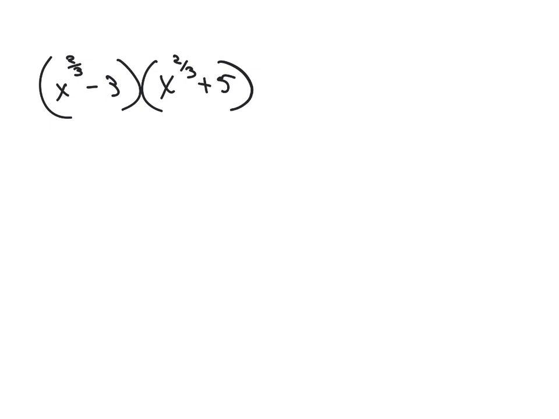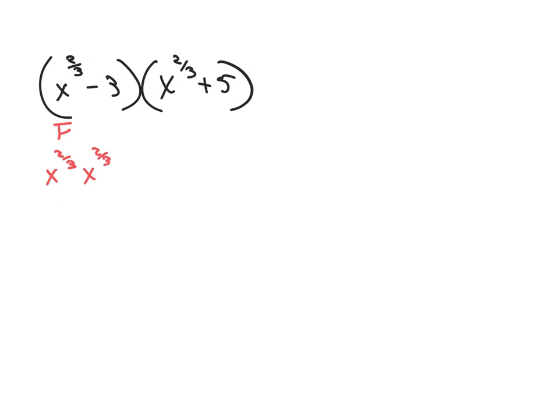This is really done the exact same way as something like this would be. It's just using the FOIL method in order to solve this. So let's get rid of this and just do the FOIL method. And again, I'm not going to do anything with my exponents till the very end. So let's multiply the first. So that means we're going to multiply the x to the 2/3 times x to the 2/3.